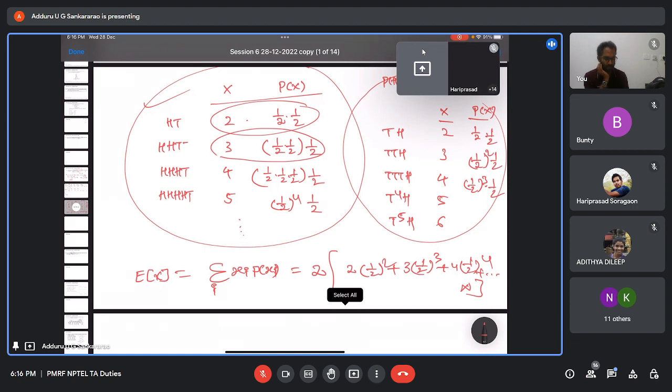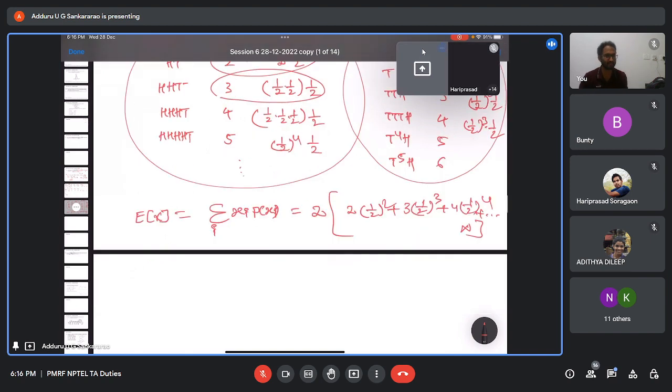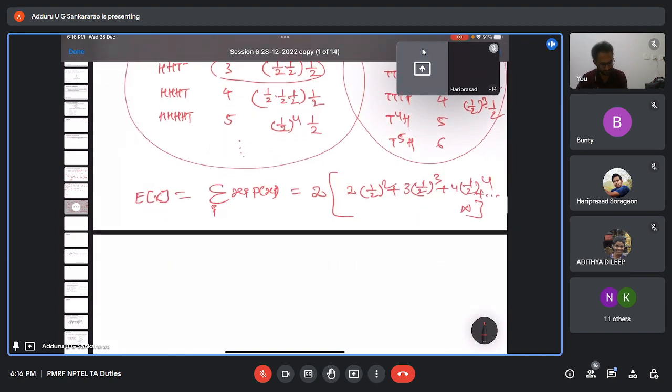If you are okay till here, then we need to simplify this. That's it. So you can take 1 by 2 common from all this expansion. Then if I take 1 by 2 common, I will get something like this.